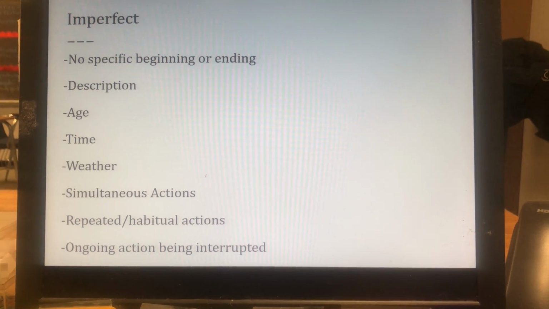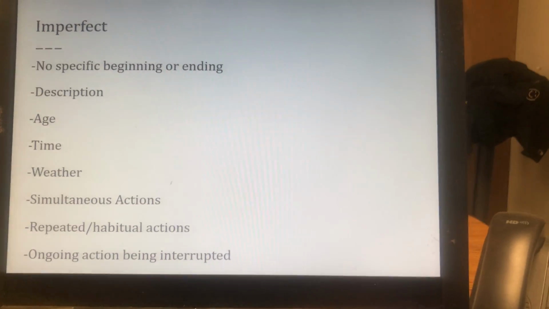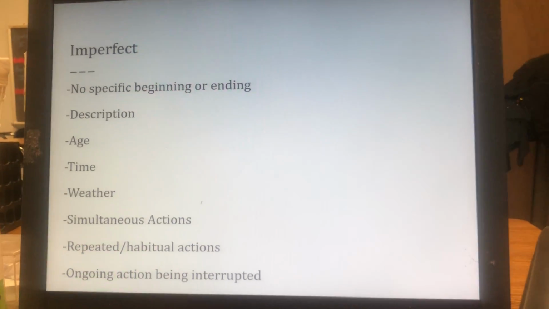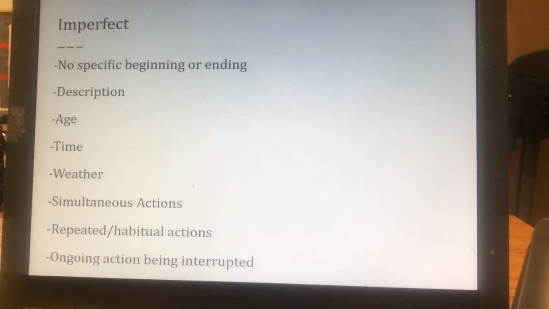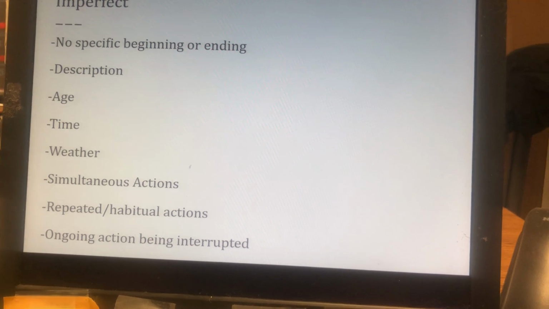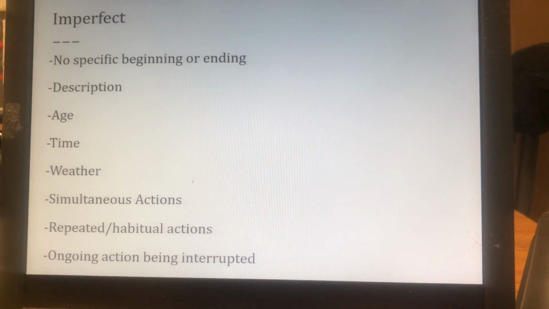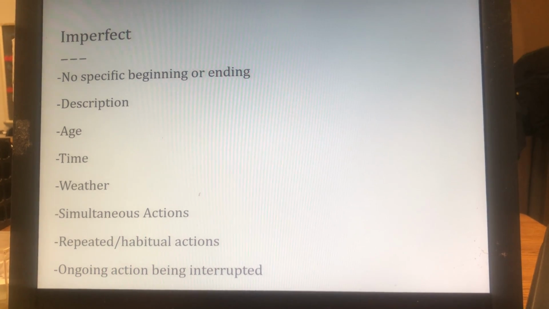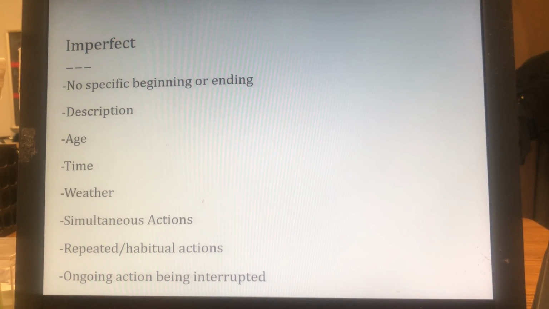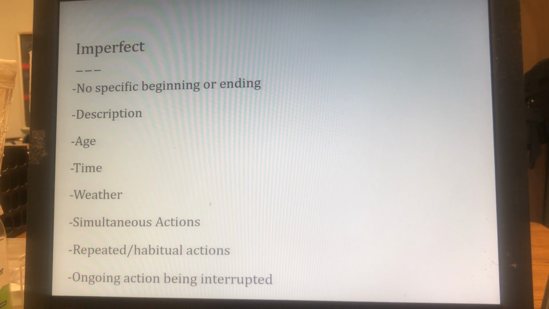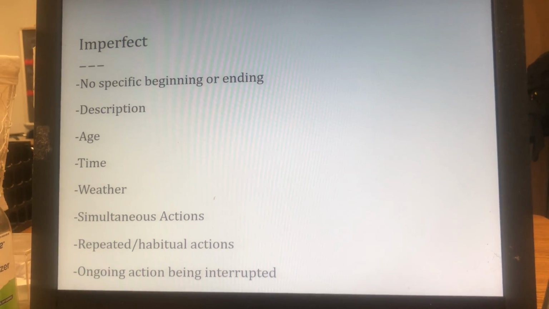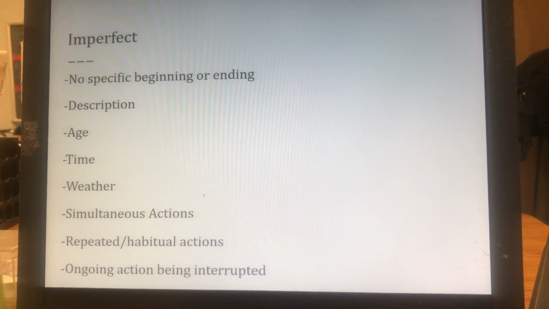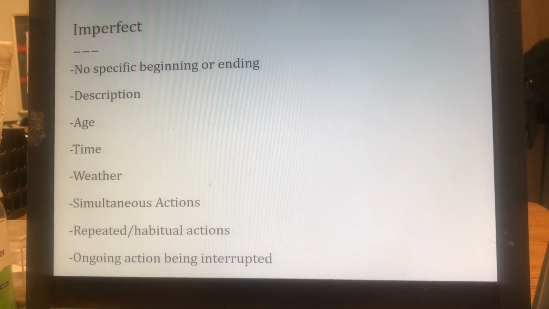It's used for description. So when you're telling a story, the next thing I'm probably going to assign you is a shortened version of the fairy tale that you would have to write. So if you're telling a story, then you would use the imperfect tense for the description part. Whenever you're talking about age, use the imperfect in the past tense. Time in the past tense, you'd use the imperfect. Weather in the past tense, that's hacía buen tiempo, hacía mal tiempo.